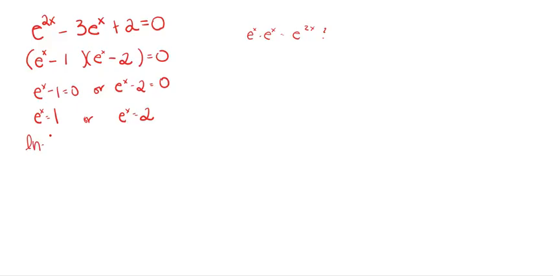So I'm going to take the natural log of e to the x equals the natural log of 1. When I do that, these cancel each other out, and I've got x equals the natural log of 1. Now this goes back to one of our properties. Log base e of 1 equals x.